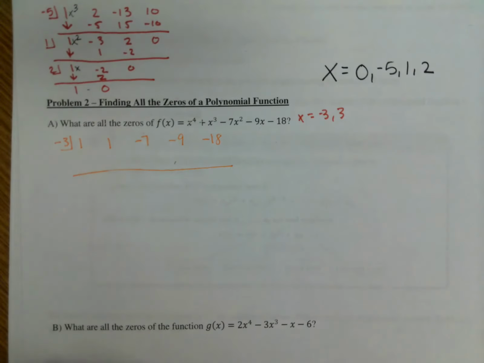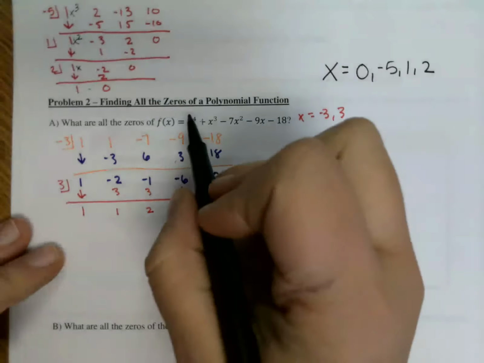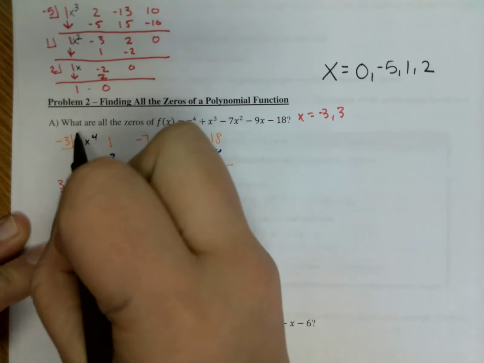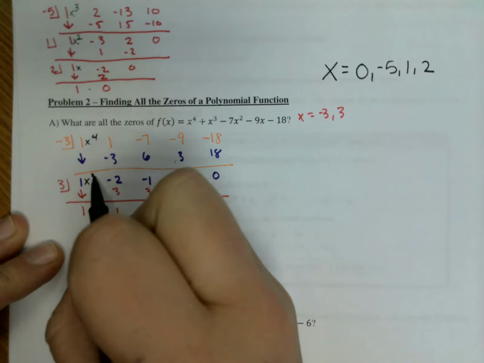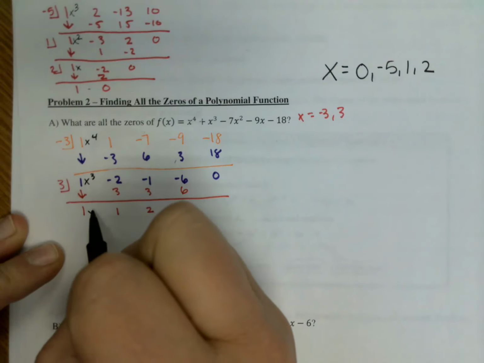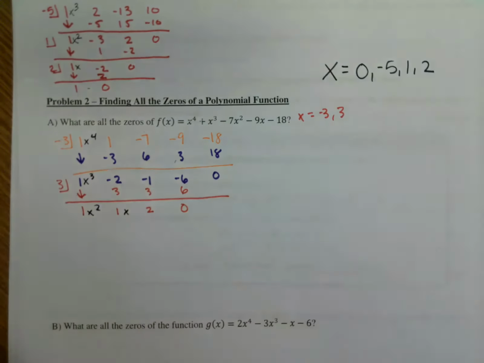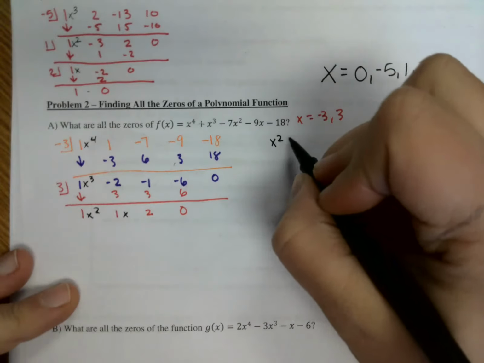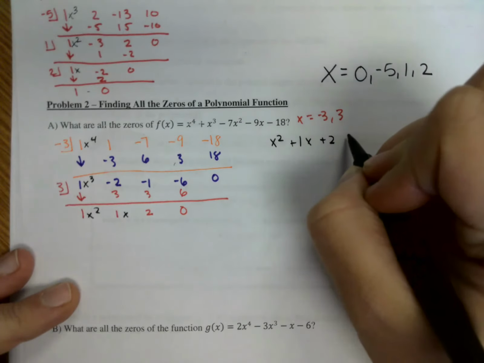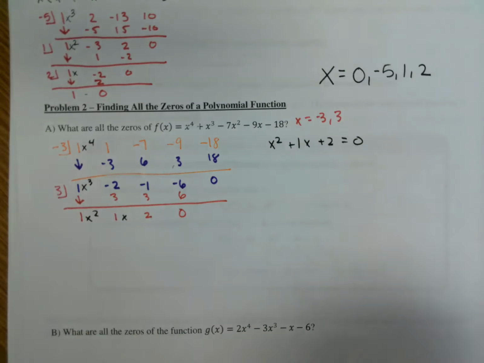So pause and factor those out. So this was x to the fourth. We factored out a 0. We factored out a degree. We factored out a 0. We factored out a degree. So what we have left now is x squared plus 1x plus 2 is equal to 0. We can't factor that any further.